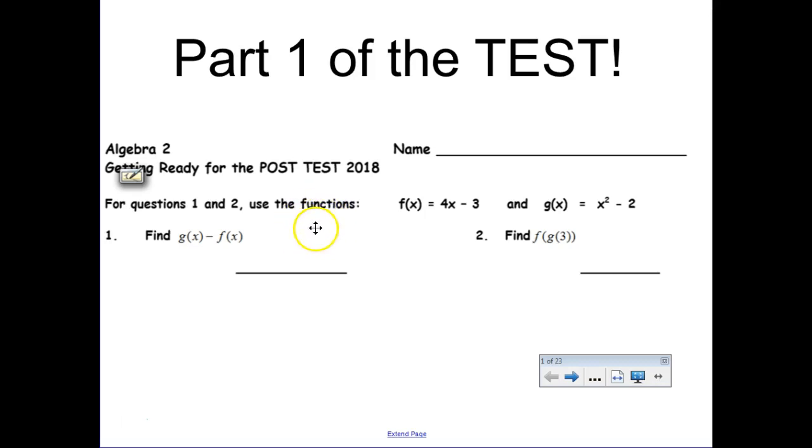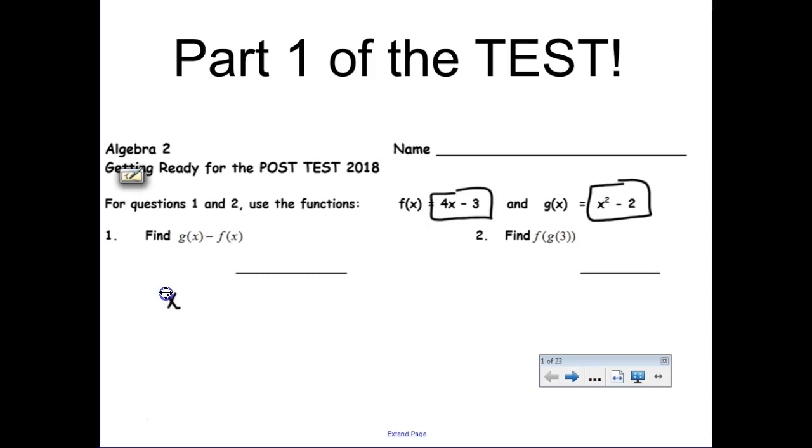So, anyhow, number 1 and 2, this is on the first part of the test here. I'm going to give you two functions, f and g. And the first thing I'm going to ask you to do is do some sort of operation. So this example here says g minus f. Now, I know that seems like an easy question, but kids still mess it up.